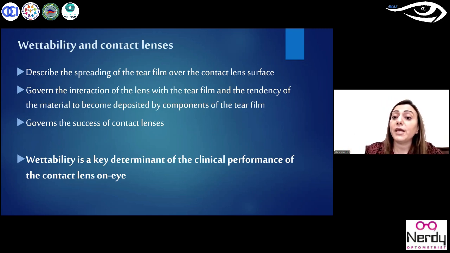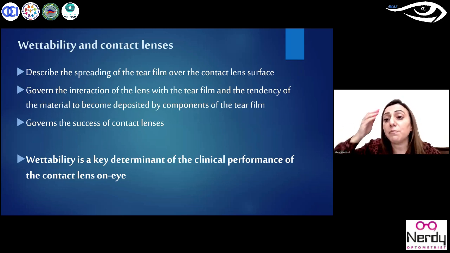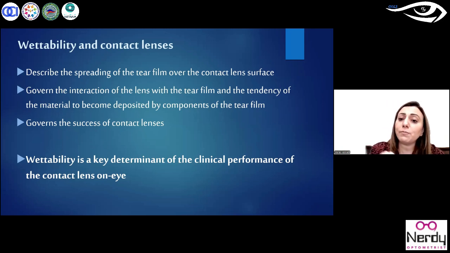In addition, it governs the interaction of the lens with the eyelid as well, because a wettable lens provides a stable tear film, and a stable tear film leaves a smooth area for the lid, which moves over the lens thousands of times during the day, during blinking. So wettability is a key determinant of the clinical performance of the contact lens whilst on eye.